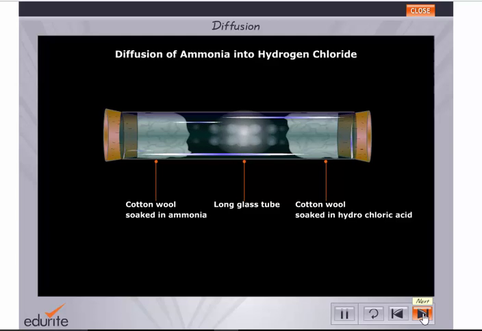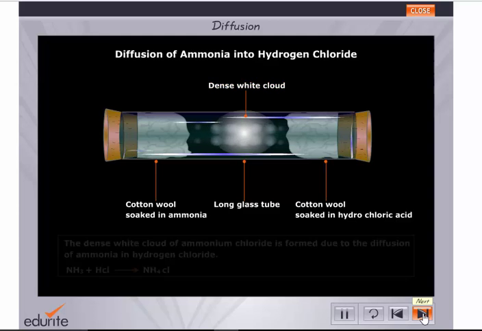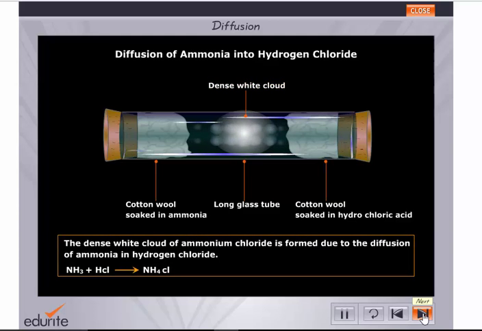What do you observe? We observe a dense white cloud. The dense white cloud is formed due to the diffusion of ammonia in hydrogen chloride.